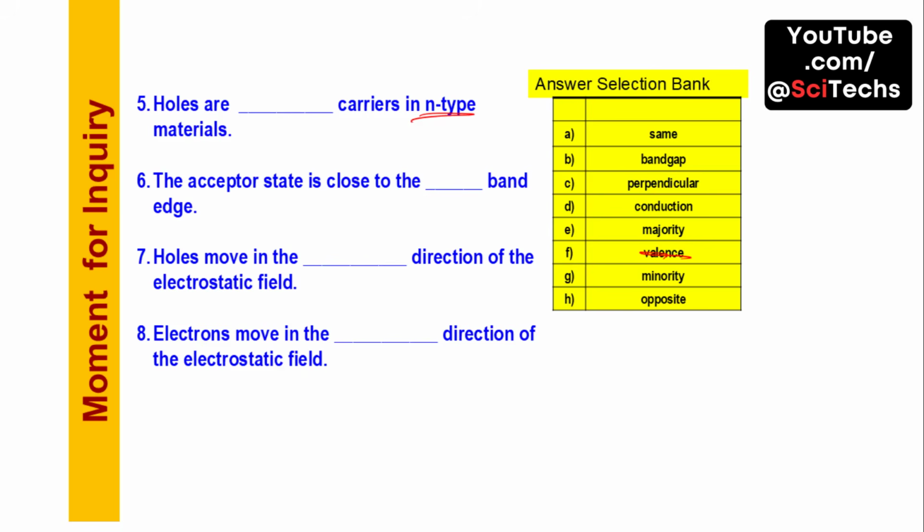Let's revisit our understanding with another inquiry. What are the carriers in N-type materials? Where is the acceptor state located? How do holes and electrons move in the electrostatic field?